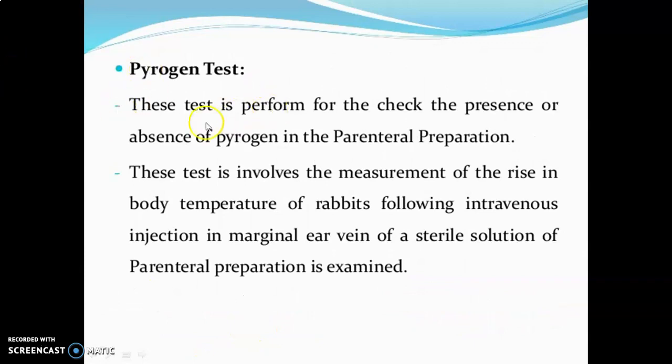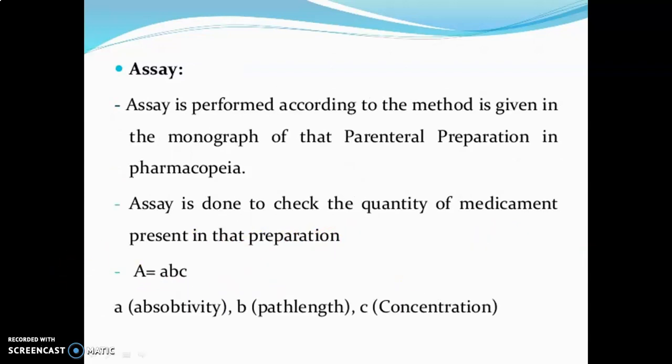Then the pyrogen test. This test is performed to check the presence or absence of pyrogen in the parenteral preparation. This test involves the measurement of the rise in body temperature of rabbits following intravenous injection, that is, IV injection in the marginal ear vein, of a sterile solution of the parenteral preparation being examined.